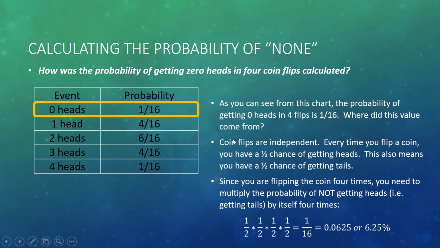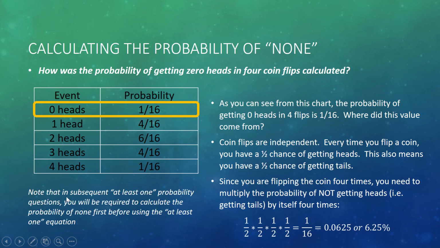So again, we're flipping the coin 4 times, so we have 1, 2, 3, 4 probabilities that we are multiplying together, and they're all the same because we are treating these events as independent. So we have 1/2 times 1/2 times 1/2 times 1/2. That gives us 1/16, which is about 6.25%. Notice this 1/16 here matches the value in the table.